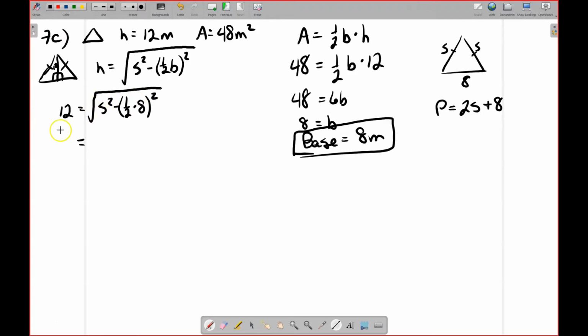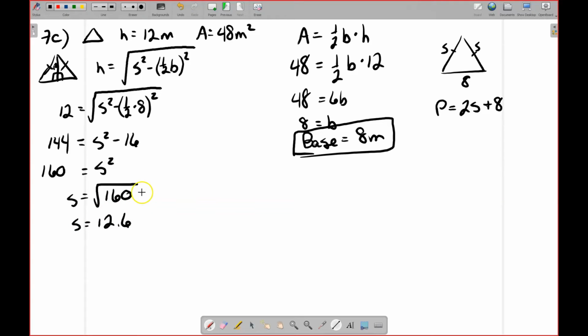To get rid of this square root, though, the first thing I'm going to do is square both sides. So I square 12 squared is 144, and then I get s squared minus, now I can go ahead and work that out. Half of 8 is 4, squared is 16. Once I've got that, I can then add 16 to both sides, so I end up with 160 is equal to s squared. So that means that s is equal to the square root of 160, which I can do in the calculator, and I come up with s is equal to 12.6 meters.